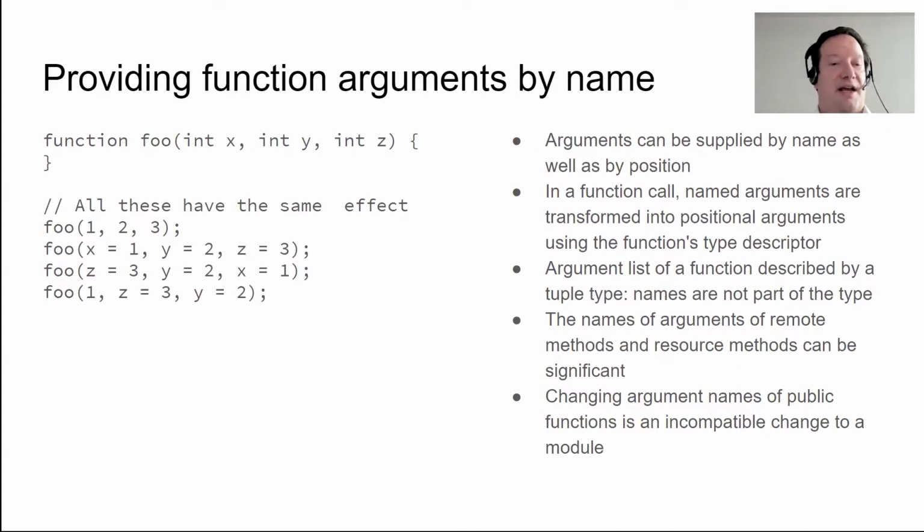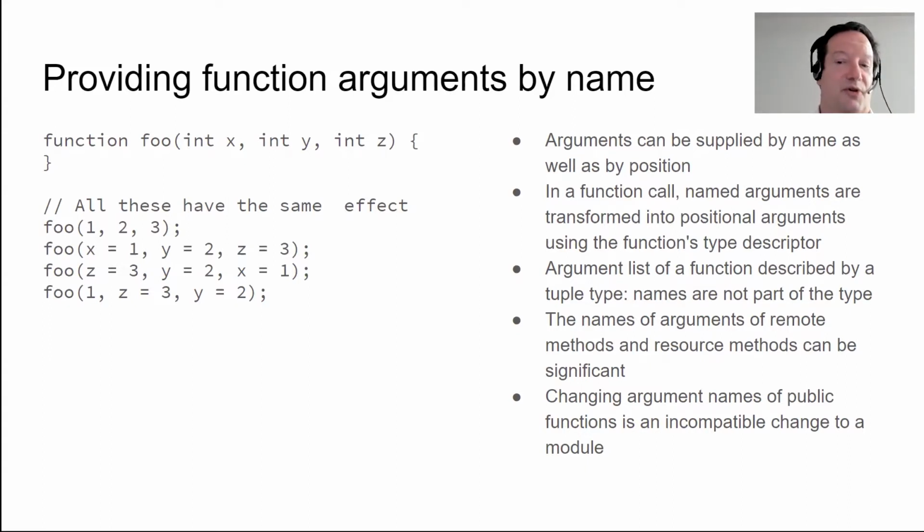You can also provide function arguments by name. If you have defaults, it's quite useful, because sometimes you only want to specify particular arguments, and you can do that by using the names of the arguments. The important thing to realize is that names of arguments are significant. So you need to think about what names you're using when you're designing an API, and you have to commit to them because they're part of the public interface of your module.